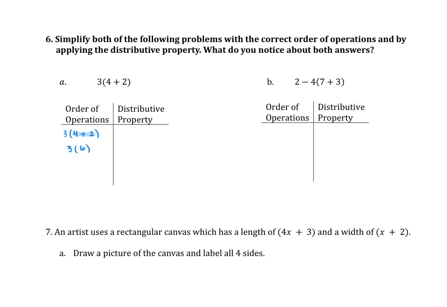So I leave it in parentheses because it's showing the multiplication by the 3. So then the last thing I do is 3 times 6, and that gives me 18.